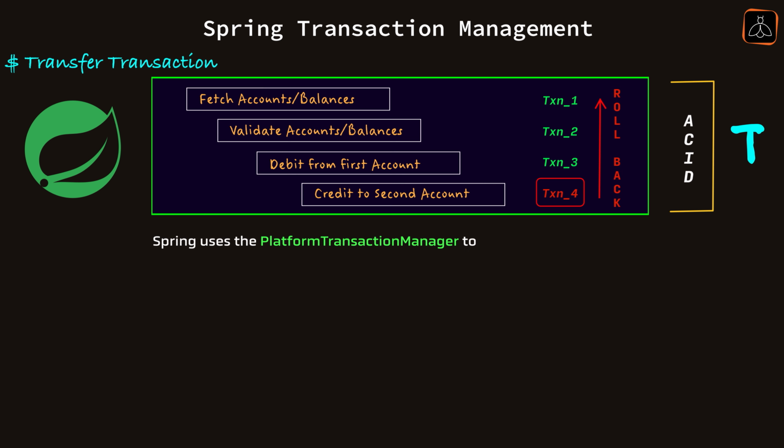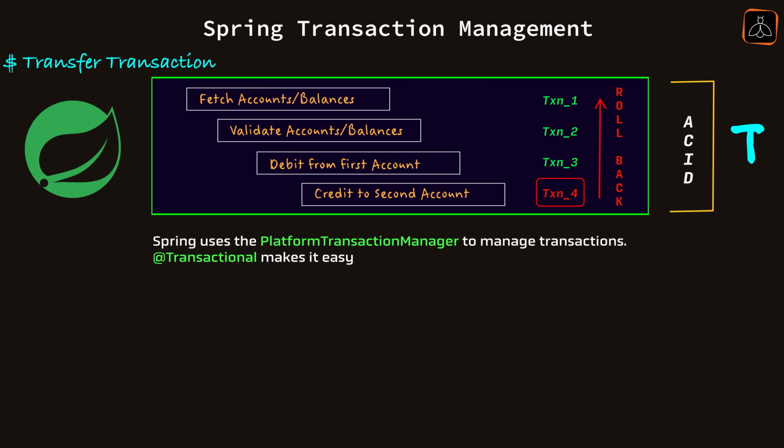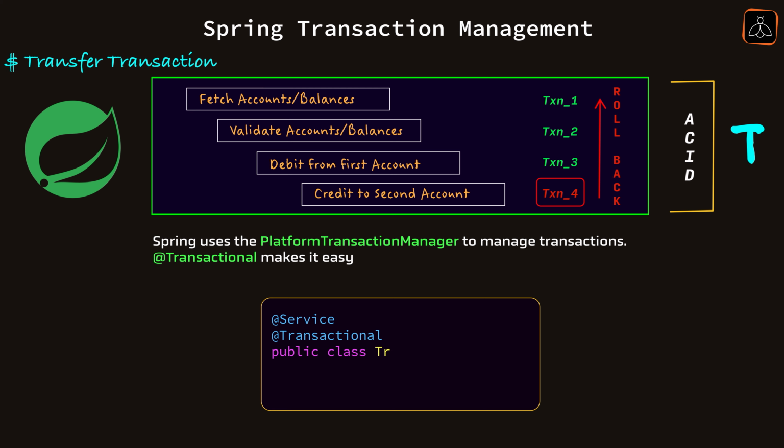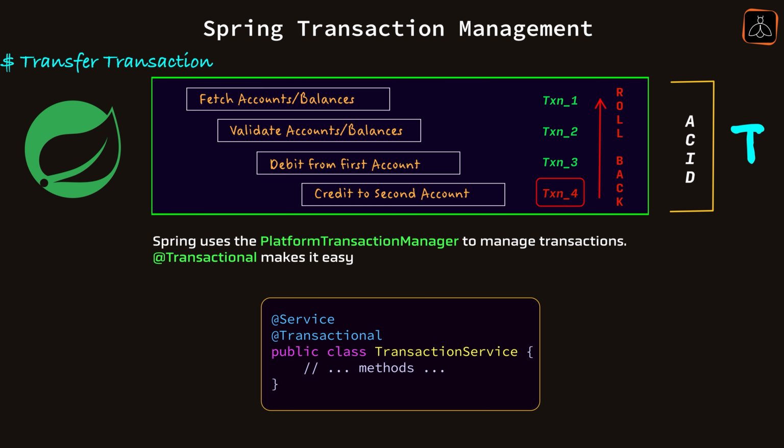Spring uses the PlatformTransactionManager to manage transactions, but the real magic is with @Transactional. The @Transactional annotation at class level makes all public methods in that class transactional by default.